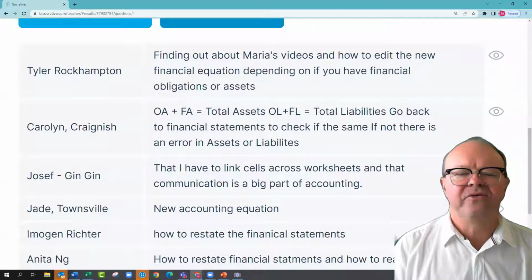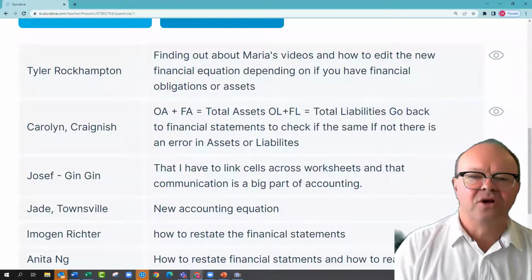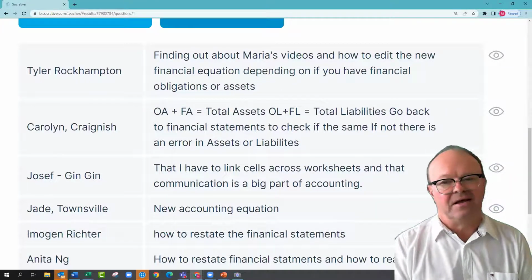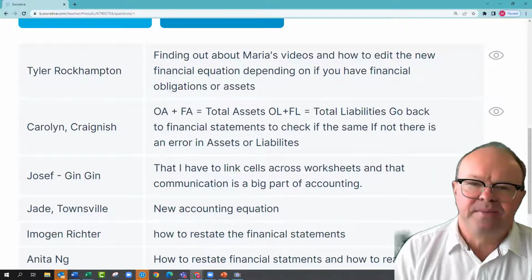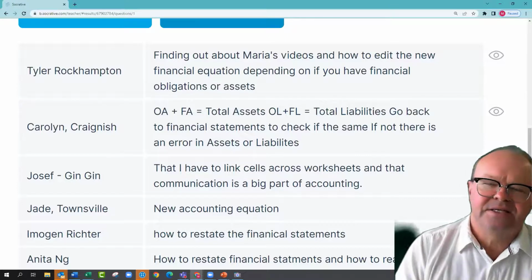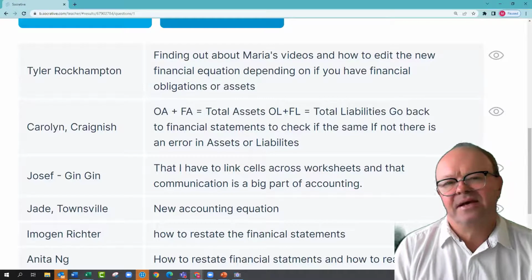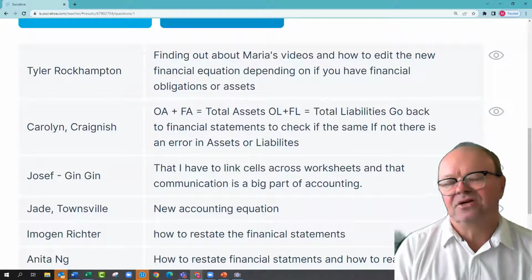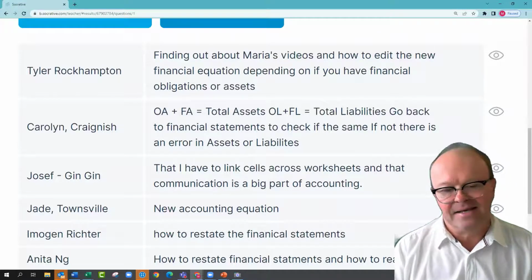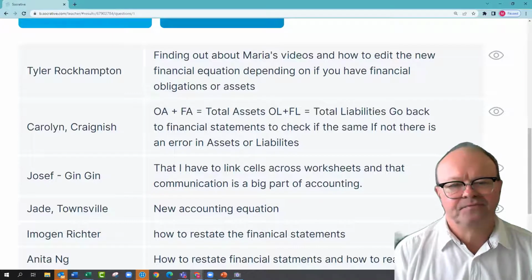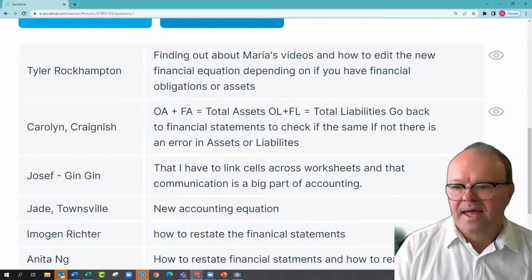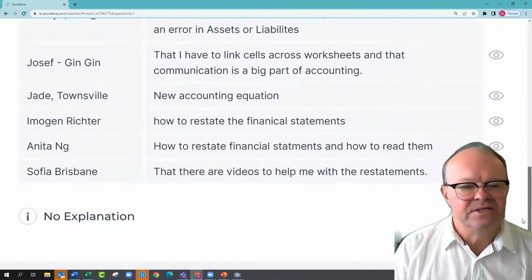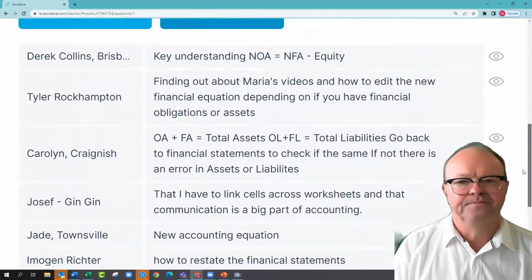And how to edit the new financial equation depending on if you have financial obligations or assets. That's another good thing, Tyler. So if you've got net financial obligations, then it's like most people. But if you've got net financial assets, then use that equation where you subtract, so you have the net financial assets equals net financial obligations minus the equity to get it to balance. No, they're good. That's excellent, Tyler. And that is the idea of this lecture, to just give you some tips on where you're up to.